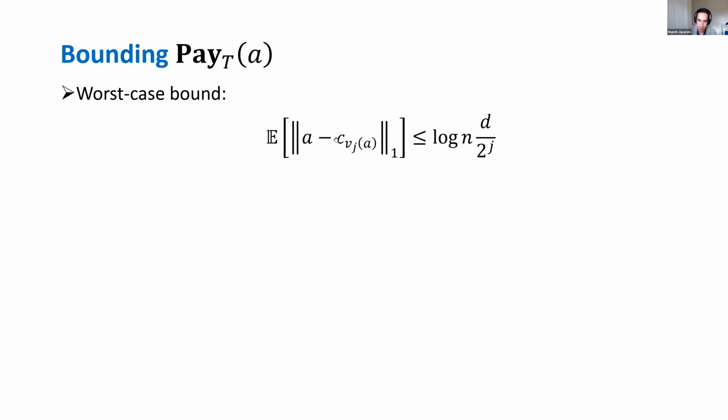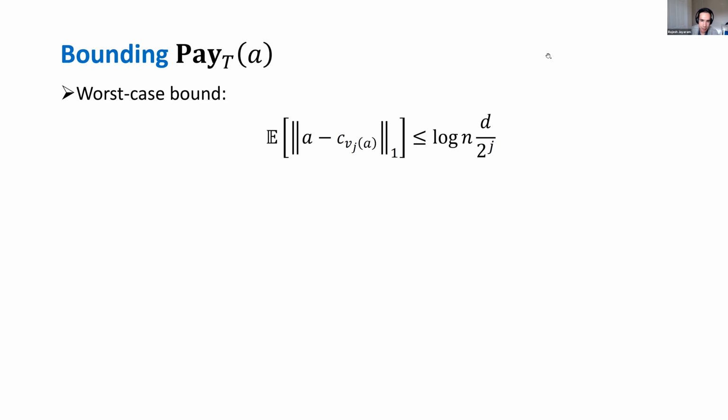Now remember, our payments are somehow tracking the distance from A to the center of mass at the vertex that A hashes to at level J. So what is the expected distance? Well, remember, we wanted these distances to be at most d over 2 to the j. That was our ideal. But it turns out even the distance to the center of mass can be much further away. It can be a log n factor times larger.